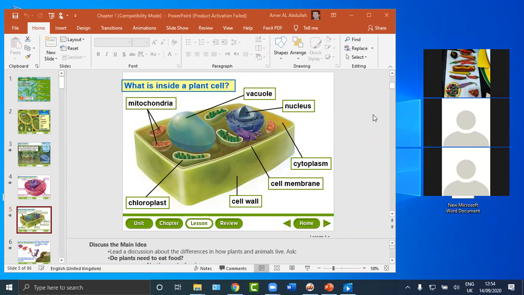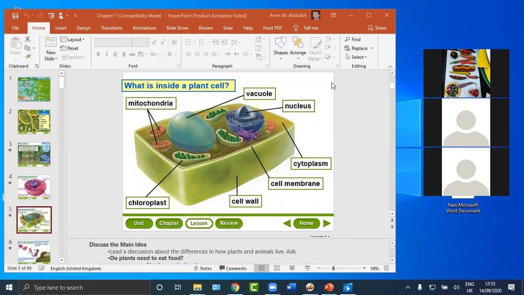Mr., can I ask you a question? Yes. Where does the plant make the food? In the chloroplast, we will explain. It has chlorophyll to get a green color. We'll explain later, after a little. Okay.